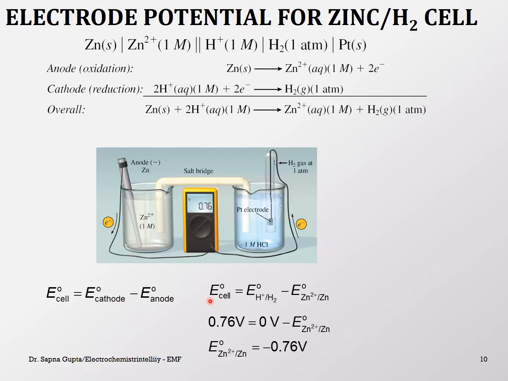So E cell here right now is 0.76. Our cathode here is hydrogen, and the anode is the zinc. So 0.76 is the voltage that we measured. The cathode E voltage is 0, because that's what we have established as our reference point. And then the E standard for zinc is what we're trying to calculate, what the electrode potential is for zinc. So it turns out that the E naught is going to be minus 0.76 volts.